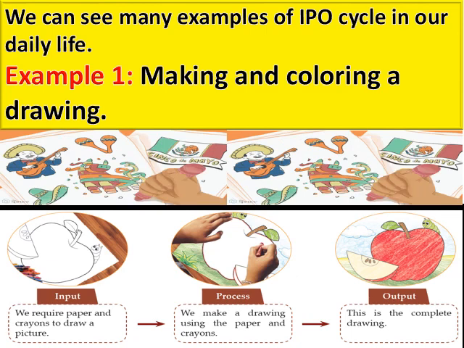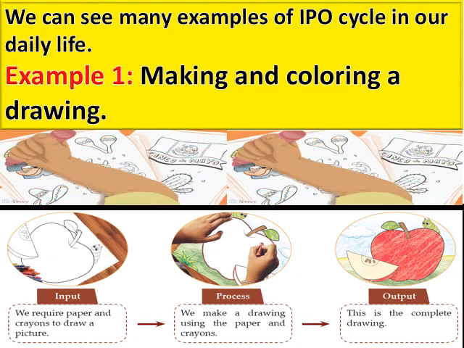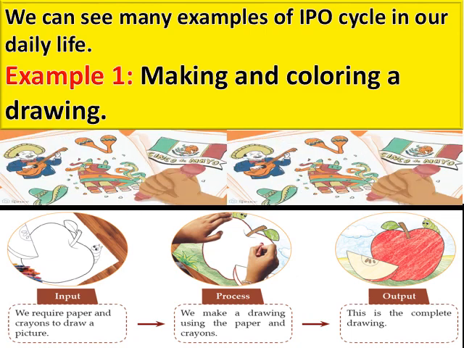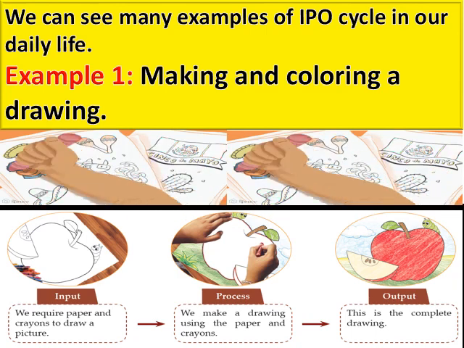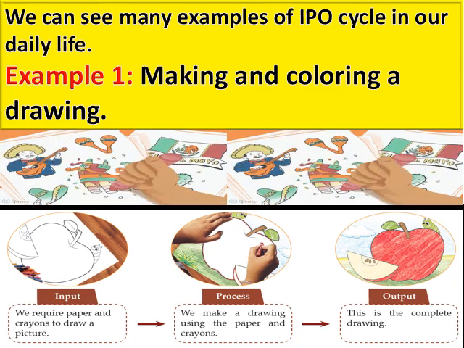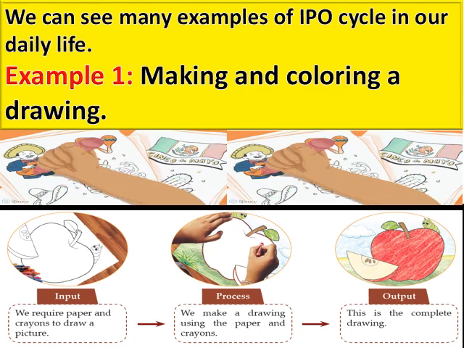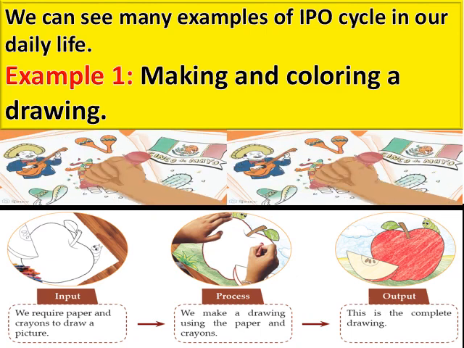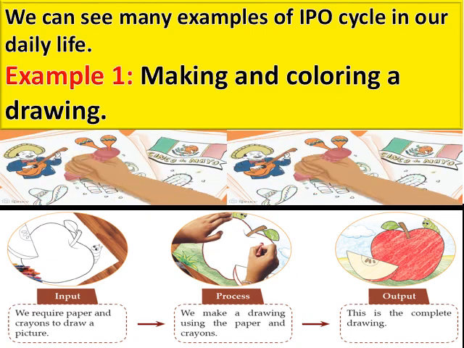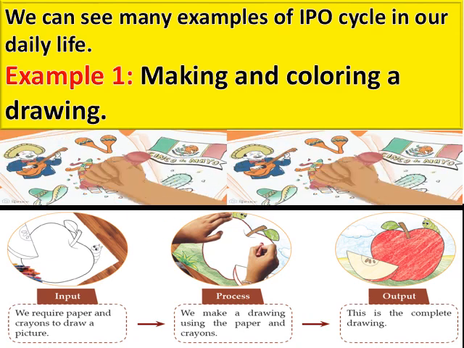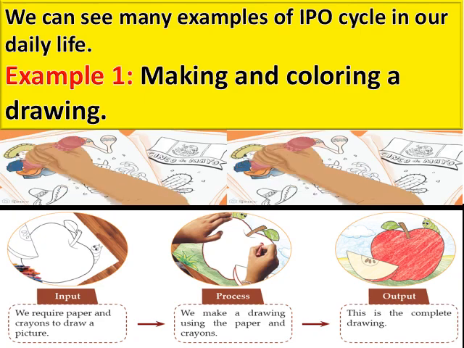We can see many examples of IPO cycle in our daily life. For example, making and coloring a drawing. In the picture given below, this is a process. First, input, we require paper and crayon to draw a picture. Process, we make a drawing using paper and crayons. And output is, this is the complete drawing.